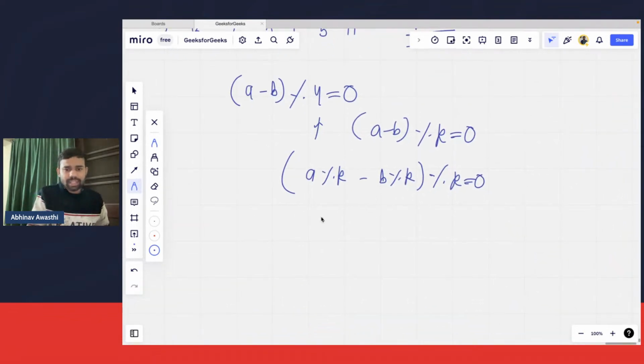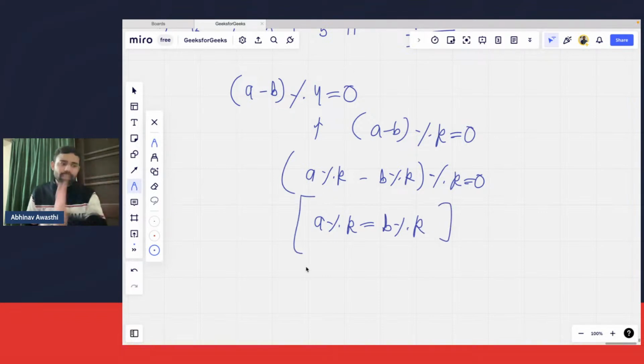And I can write it like this: A mod k should be equal to B mod k. So if we want that the difference of two numbers is divisible by k, that means the mod of both the numbers with k should be equal. What we will do is take different groups, like numbers with mod 0, numbers with mod 1, numbers with mod 2. Because for a number k, there can be mods in the range from 0 to k minus 1. So we will have different groups of numbers.